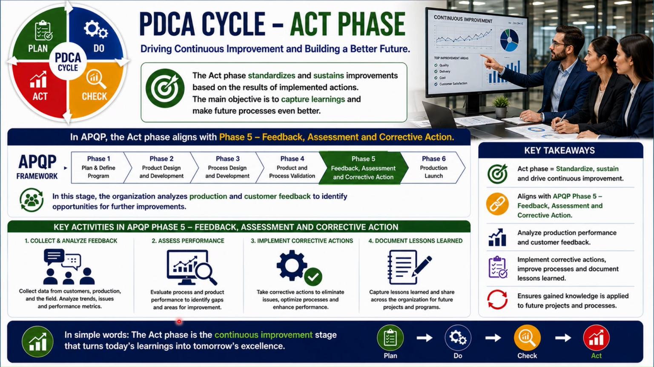and corrective action. During this phase, organizations analyze production performance, customer feedback, field data, and quality trends to identify additional opportunities for improvement. Based on this information, teams implement further corrective actions, optimize manufacturing processes, and document lessons learned to strengthen future product development projects. These lessons are then shared across the organization to improve planning, reduce risk, and prevent similar issues in future programs.